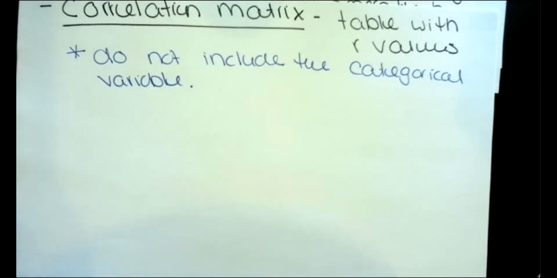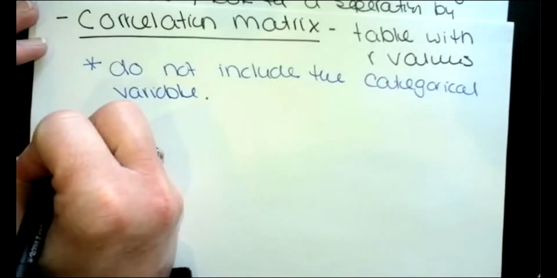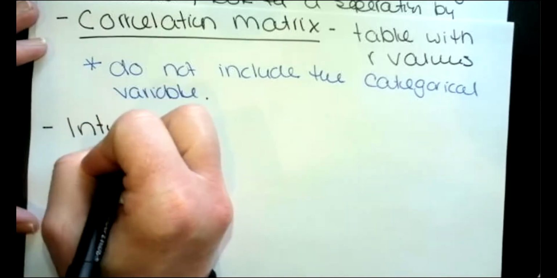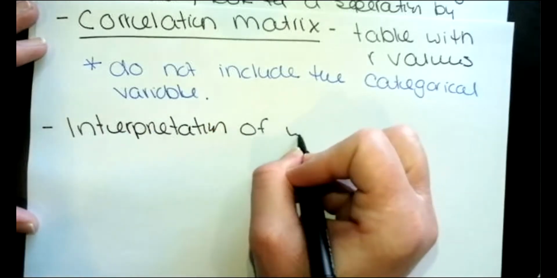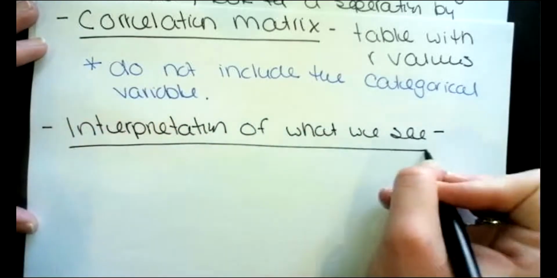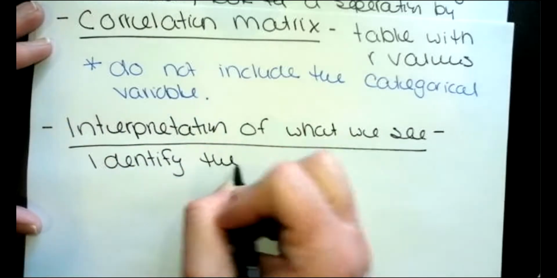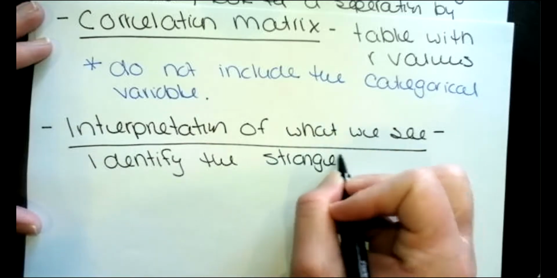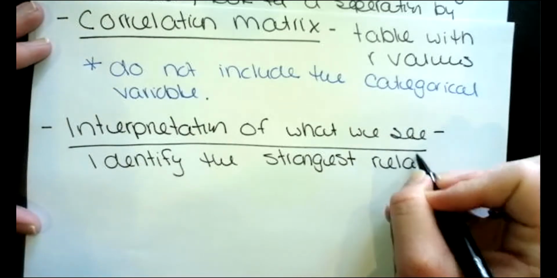So as before, we're going to interpret that strongest relationship. I'm just going to write it down. It's the same thing as last week. So the interpretation of what we see: we are going to identify the strongest. Remember, it might not be a strong relationship, right? So the R value might not be really close to 1, but I'm going to look for that strongest relationship, and I'm going to talk about that in my write-up.